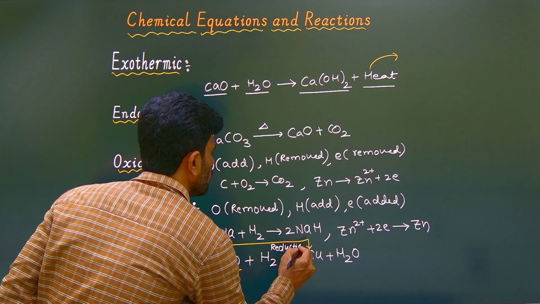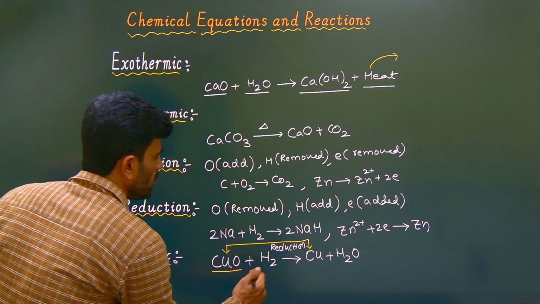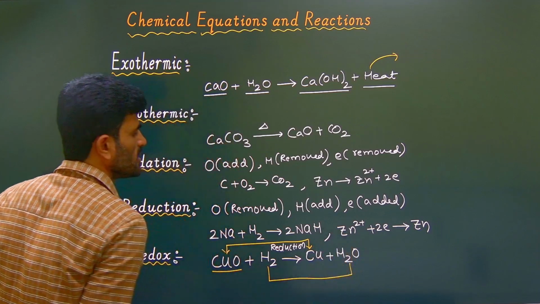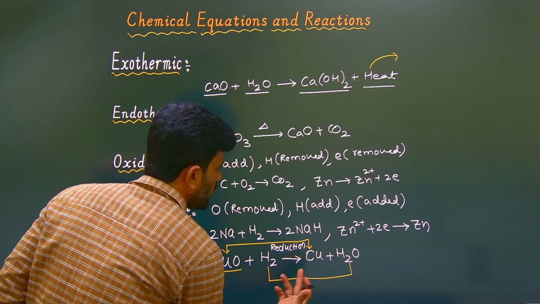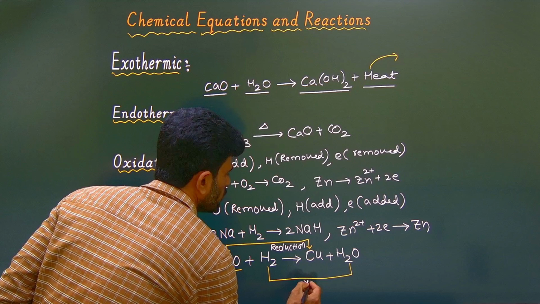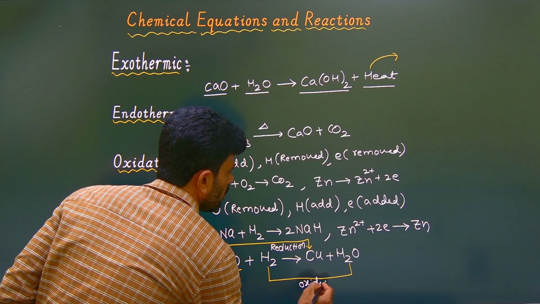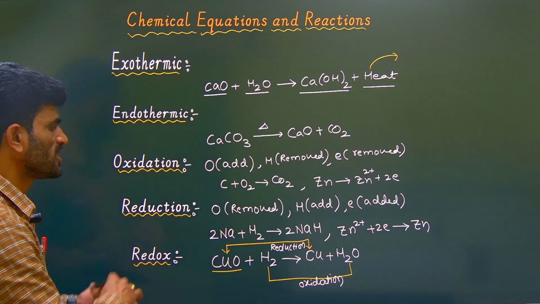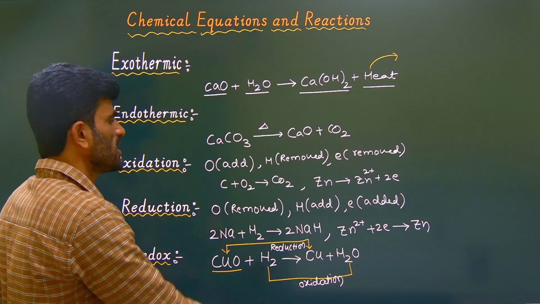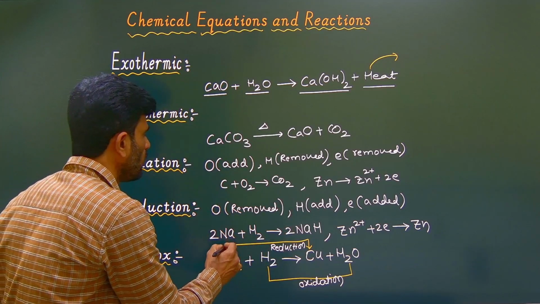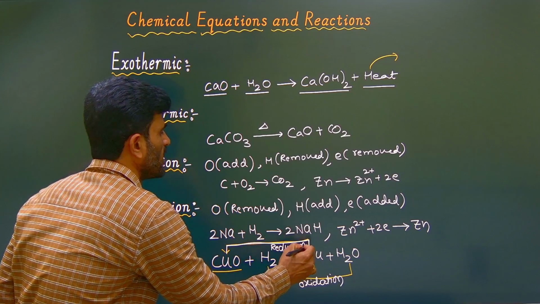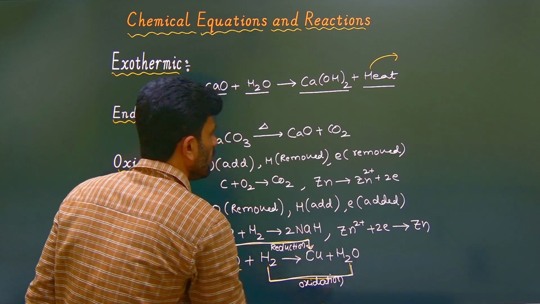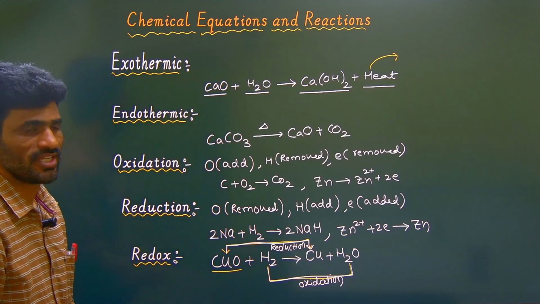Reduction. In the same reaction, down here, before it is hydrogen, but after the reaction, oxygen is added. So what do we call it? Oxidation. So in a single chemical reaction, both happened. Oxygen is removed and oxygen is added. Because oxygen is removed, we call it reduction, and because oxygen is added, we call it oxidation.